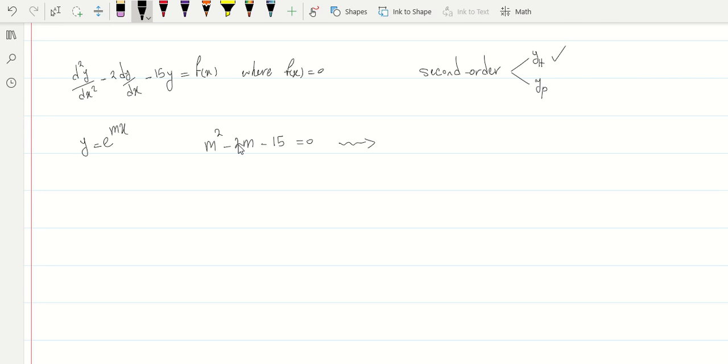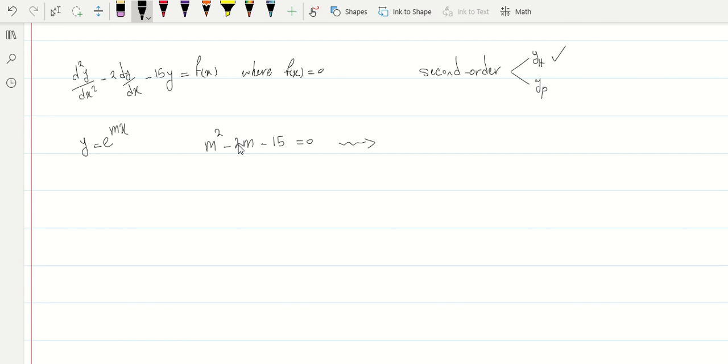Now, what I can do is solve this equation using factorizing if I can. Otherwise, I just use the quadratic formula to solve this equation. Let's see, can I find two numbers whose multiplication would be equal to minus 15 and whose summation would be equal to minus 2? For example, I can say minus 5 and minus 3.